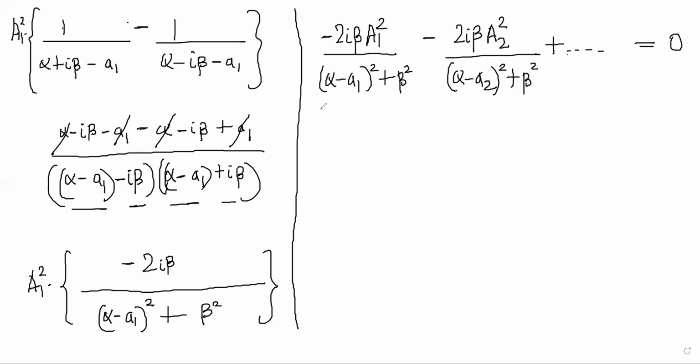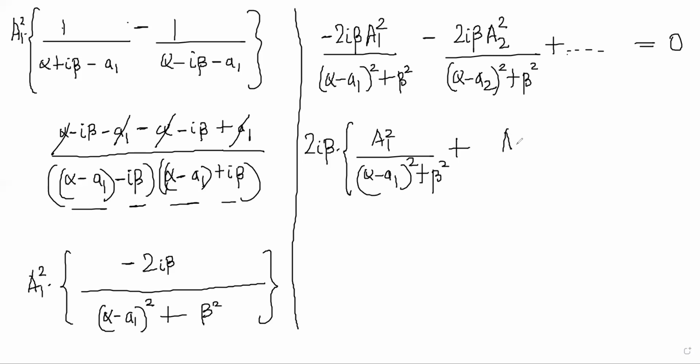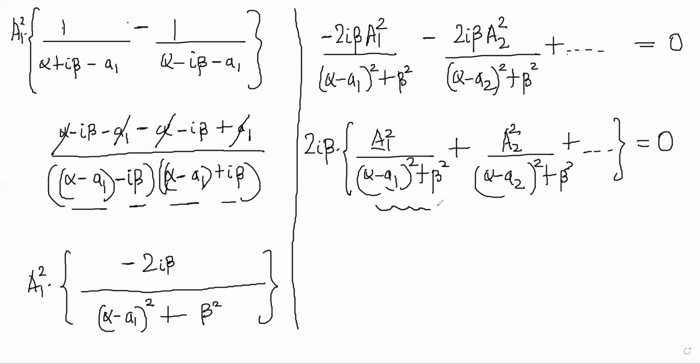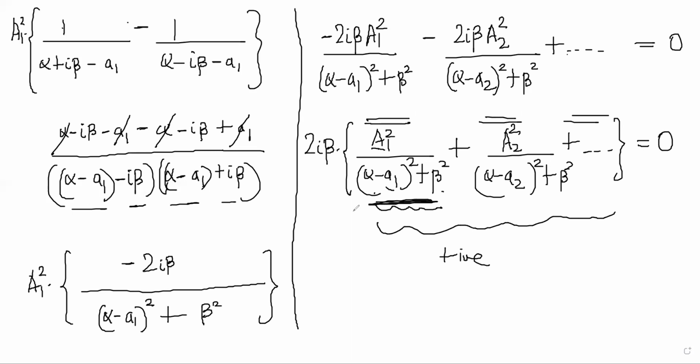So minus 1 I can cancel, and I get an equation like this: 2i beta times a1 square by alpha minus a1 whole square plus beta square plus a2 square by alpha minus a2 whole square plus beta square plus so on, so on. This is equal to 0. Now think about it. Since a1, small a1, all of this are real numbers, this quantity denominator is positive because it's a sum of two squares, and numerator is also positive. So you get this entire term is positive, and similarly every term inside is positive. So this whole bracket is going to be positive, and you have 2i beta multiplied by something positive is 0, which implies that beta must be 0, right?